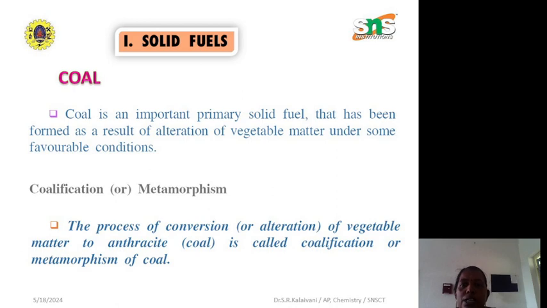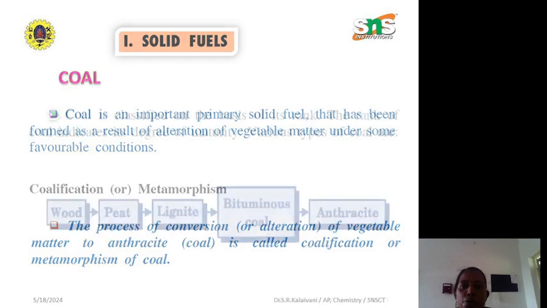For example, coal. Coal is a primary fossil fuel available in the earth crust. Coal is an important primary solid fuel that has been formed as a result of alteration of vegetable matter under some favorable condition. Then coalification or metamorphism of coal. The process of conversion of vegetable matter into anthracite, that means coal, is called coalification or metamorphism of coal.